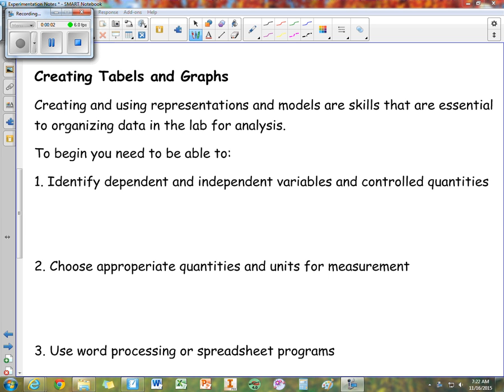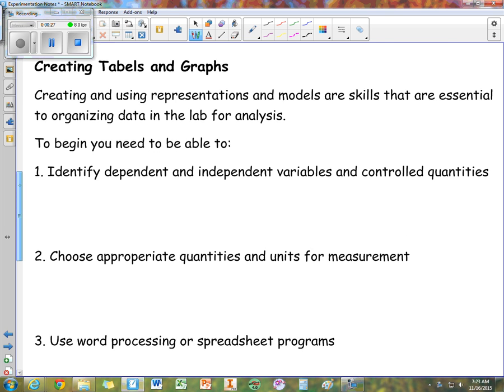Hello, this is video 3 for the experimental notes video, or unit, I should say. We're going to talk a little bit about graphing today in this video. And with this one, we want to be able to create tables and graphs. Basically, we want to model what's going on in nature. And a great way of looking at models is through graphs and data tables. So there's some skills you need to be able to do.